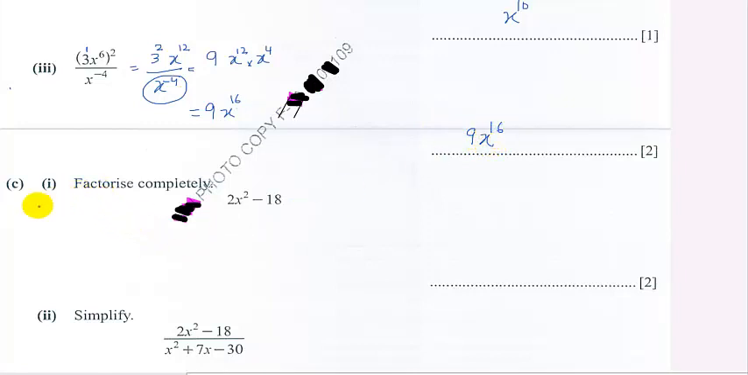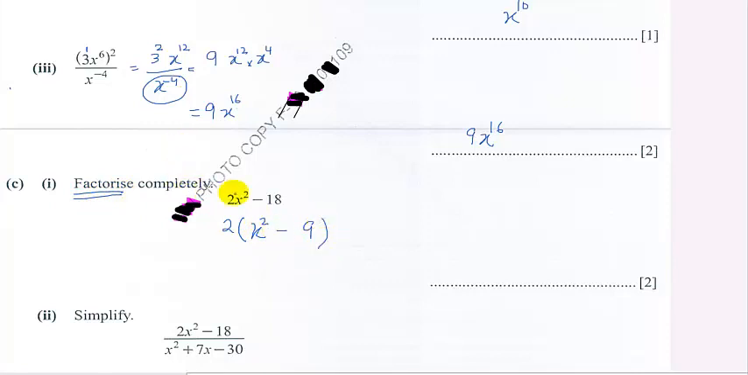Now here C part, factorize. First we have to see, is there anything common? Yes, 2 is common. Take the 2 common here. Always check, whenever you have to factorize, check first, is there anything common? So x square minus 9.